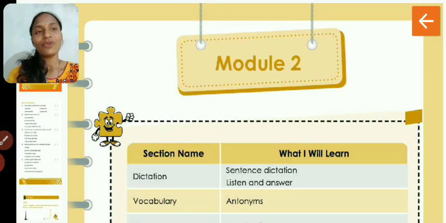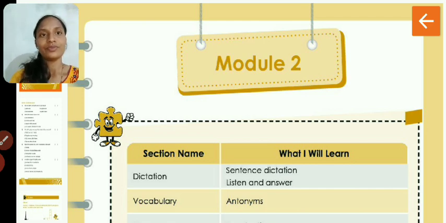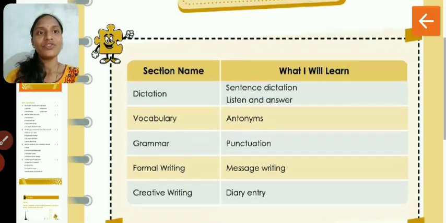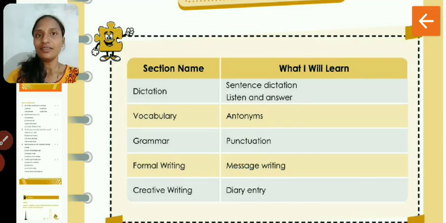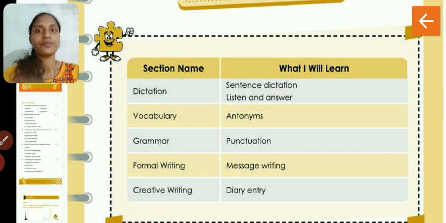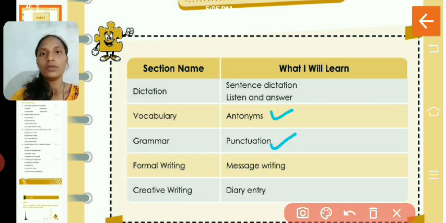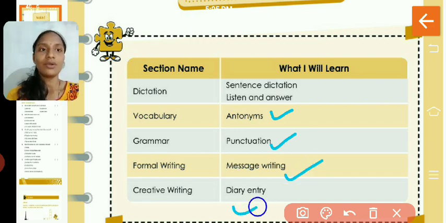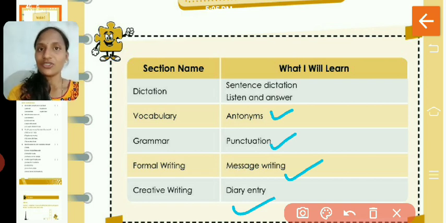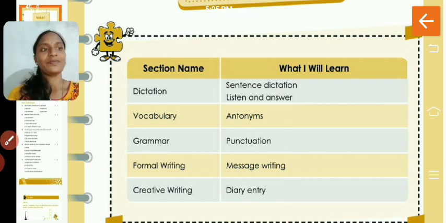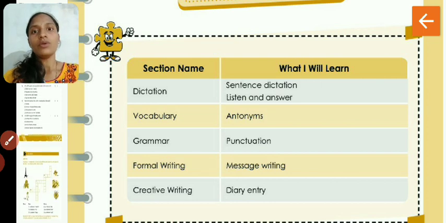So in part 2 we are going to revise module 2. What we had learnt in module 2: we had sentence dictation and listen and answer, which we have not completed. Then we had learnt about antonyms, punctuation marks, message writing, and a diary entry, that is diary writing. So we are going to revise all these topics again. So let's see about antonyms.